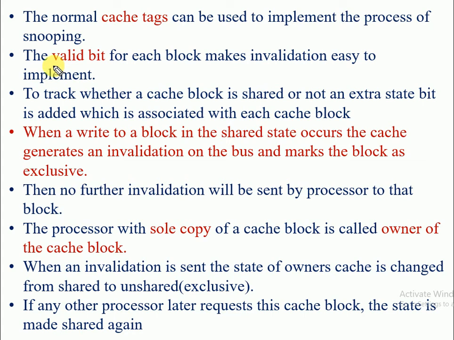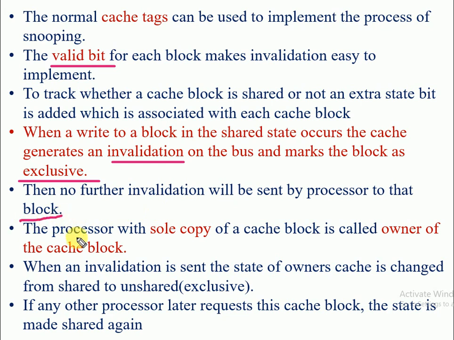So we'll be having a valid bit for each block, which makes invalidation easy to implement. And also to track whether a cache block is shared or not, an extra state bit is added which is associated with each cache block. So when a write to a block in the shared state occurs, the cache generates an invalidation on the bus and marks the block as exclusive. This is what I was mentioning before. Then no further invalidation will be sent by the processor for that block.